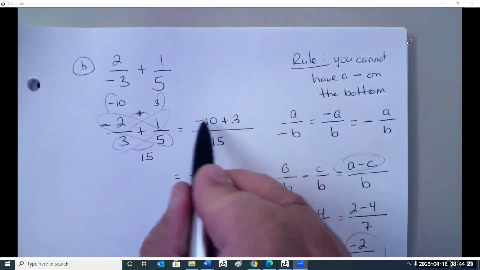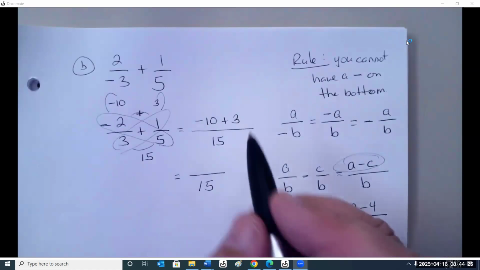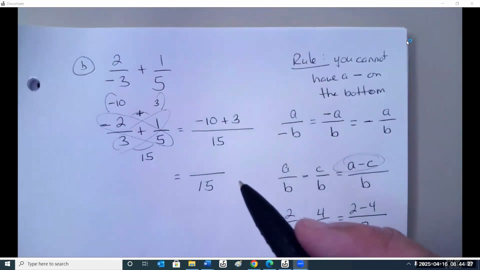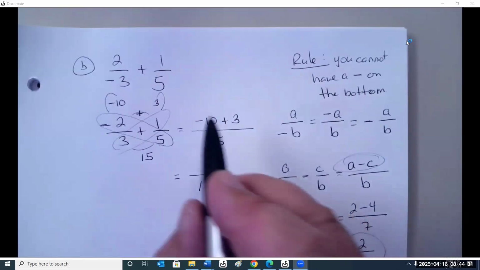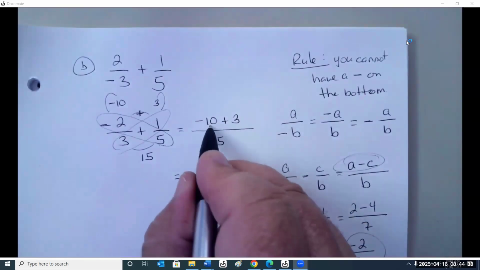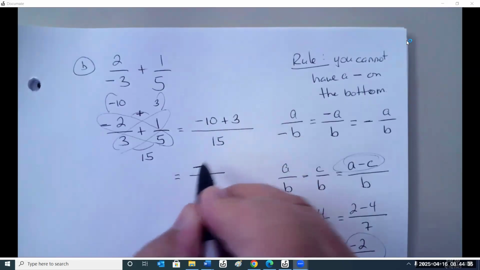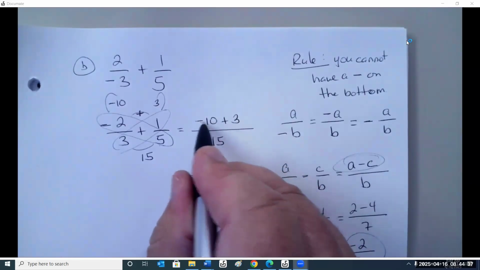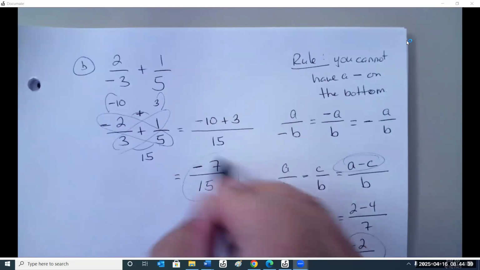The signs are different. What's the rule? If the signs are different, what do we do? Take the sign of the larger number, which is 10 is bigger than 3, so the answer is going to be negative. Then subtract. 10 minus 3 is 7. There you have it.